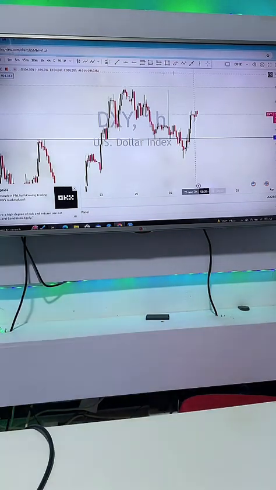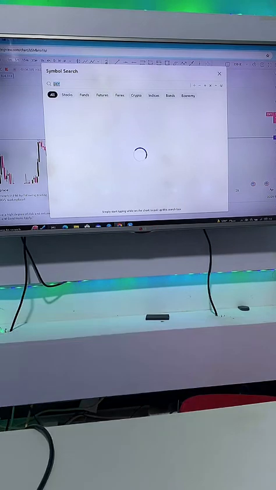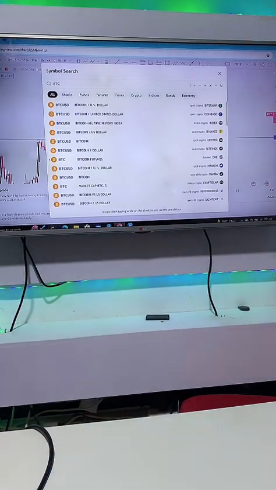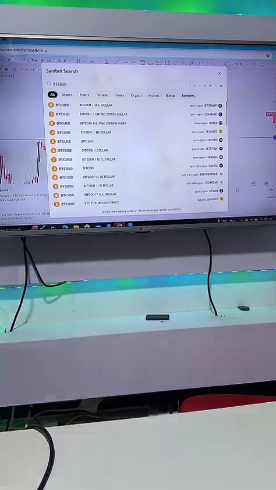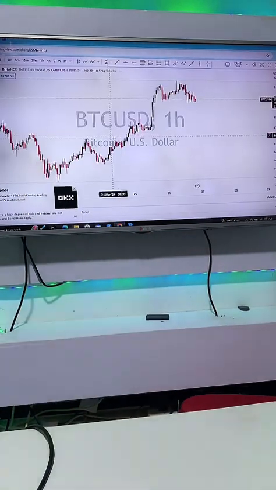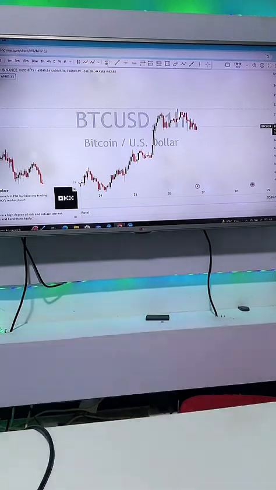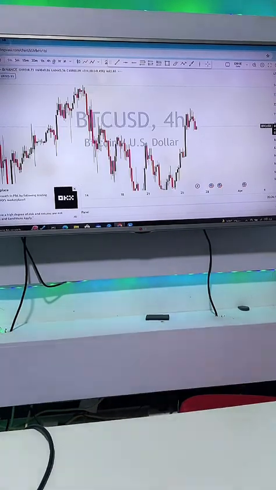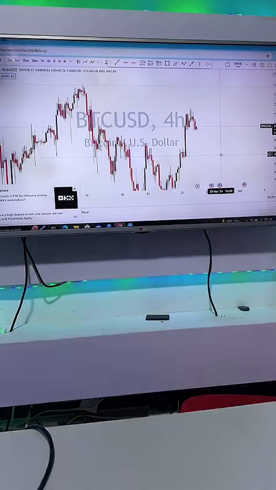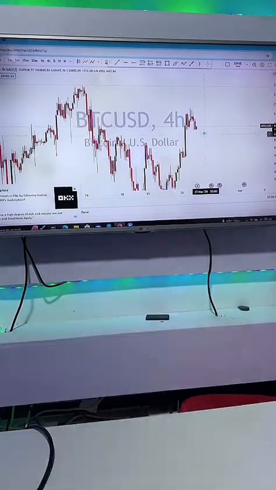So guys, any other, BTC will be the last. BTCUSD on Binance. BTC, for me, BTC is still bullish, even though, okay, today, wow.